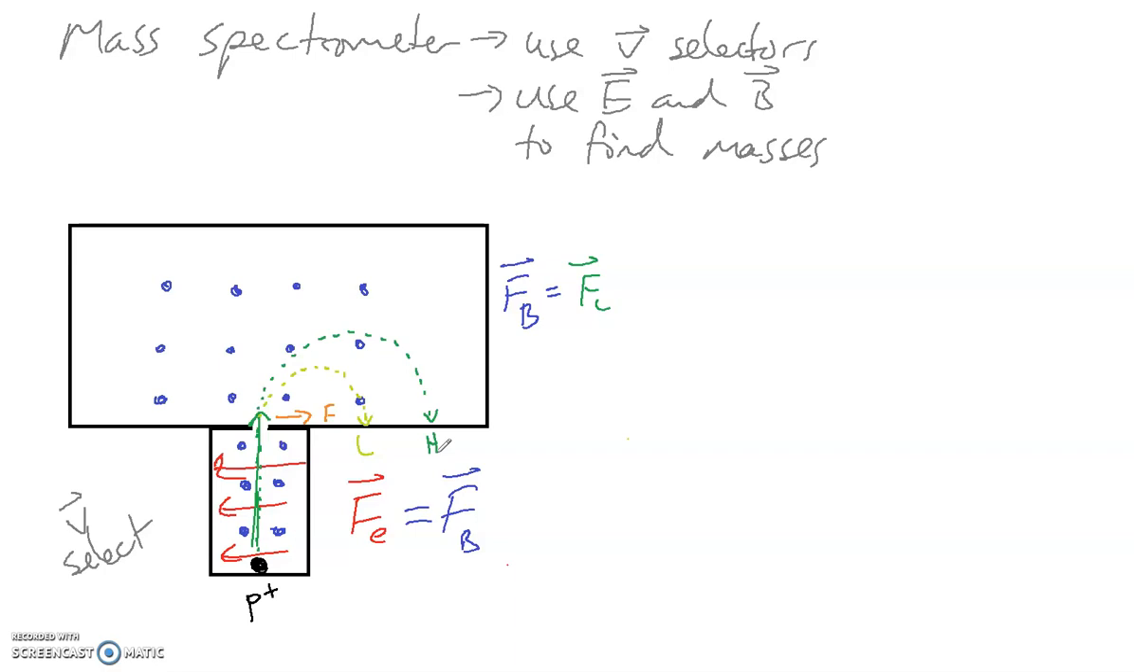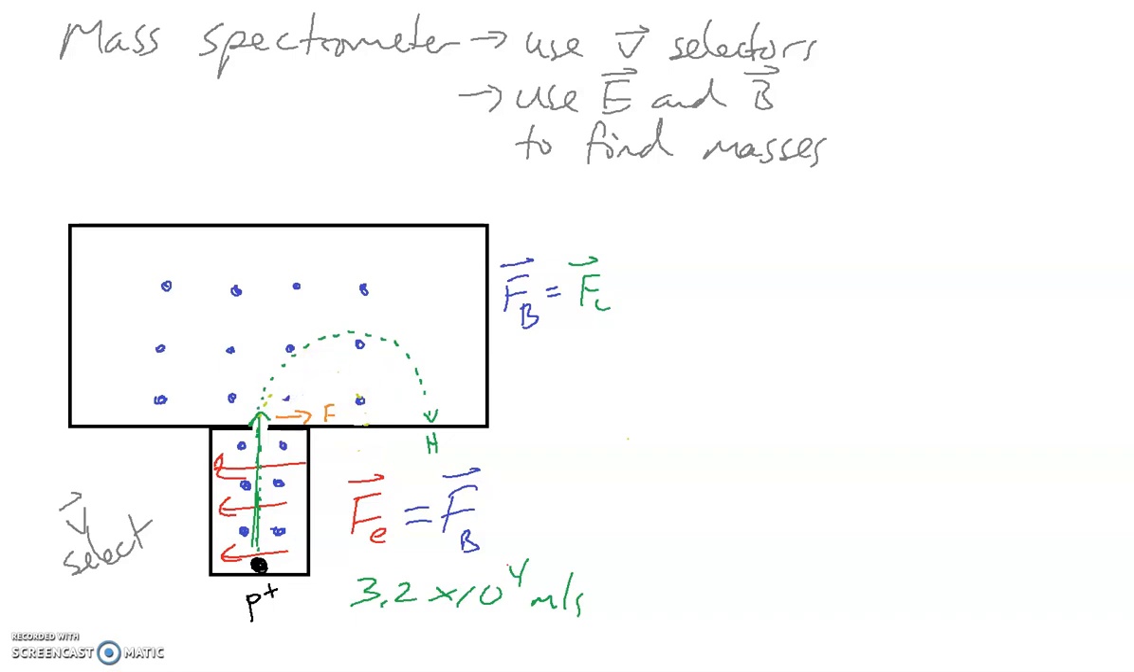Okay, so let's look at this a little bit and practice this a little bit. Let's say we have our particle coming in, and it's going at 3.2 times 10 to the 4 meters per second. Let's get rid of the two pathways here and just worry about the one charge.